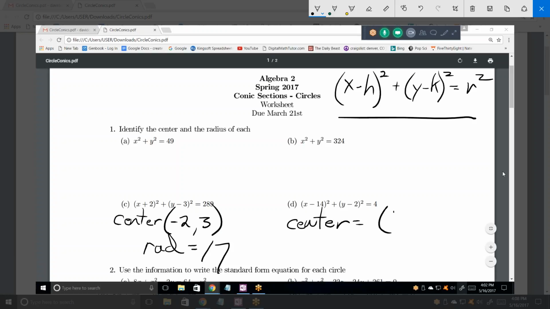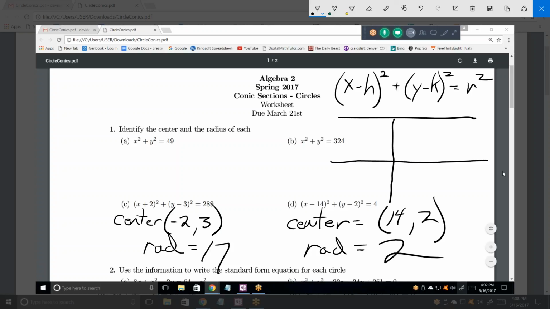14, 2. What's the radius? The radius is 2? Okay. Yeah, it's that easy. Everything is dependent on you memorizing that general formula. If you can memorize it, then everything else is going to come naturally. Now, if I wanted to plot this last one, I would go to (14, 2) and draw a circle with a radius of 2.